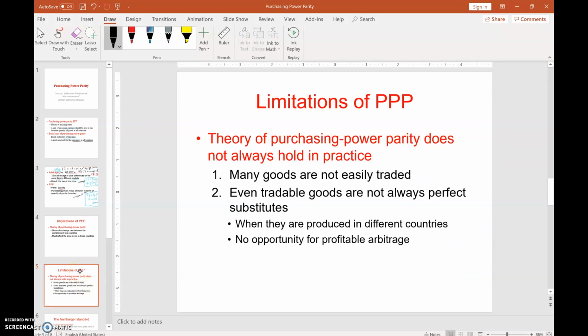We can see why purchasing power parity fails. There are two reasons. The first one is that many goods are not easily traded, as for example spa services, medical services, housekeeping services. Number two, even if goods are traded, they are not always perfect substitutes.